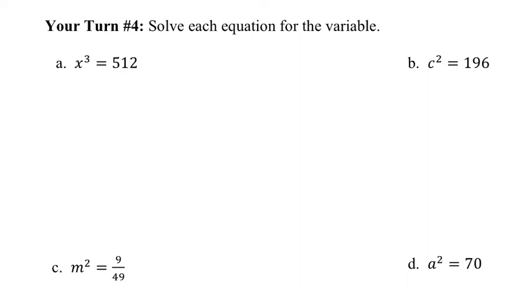This is your turn number 4, part A. So one thing you need to notice about part A is that it's not like the others. It is x to the third power. So this is an x cubed equation. That's what to the third power means.